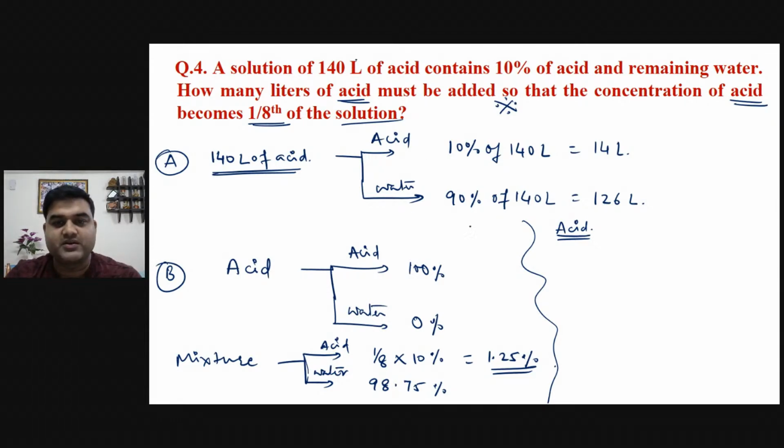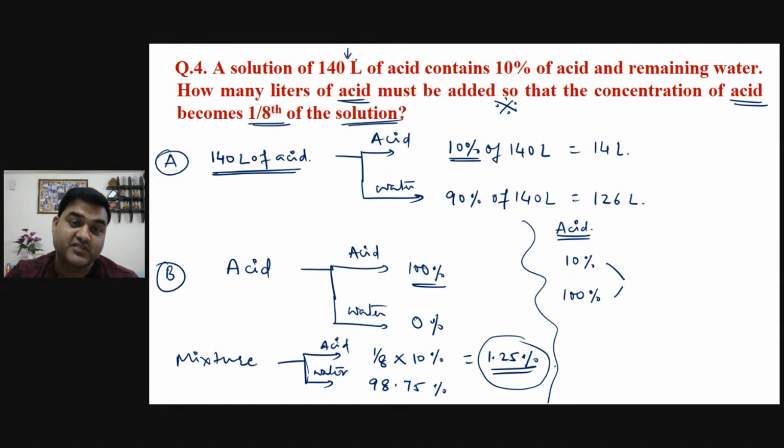Okay, considering acid, in the first case it was 10% of acid, right? In the second case, 100% of acid, right? These two are added together. What we have to find out as a resultant has to be 1/8 of the solution they have told. Another question based on the same question was in another question paper. 1/8 of the acid solution they have told, so the 100% of acid becomes 1/8 of the acid, right? So here it will become 1.25 percent.